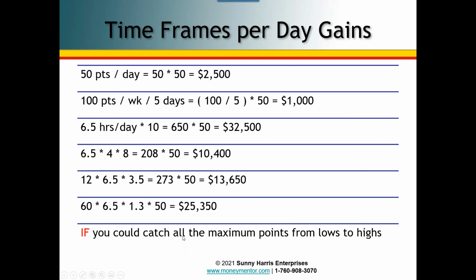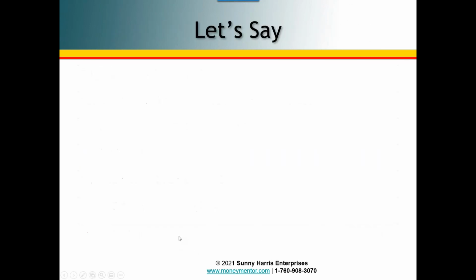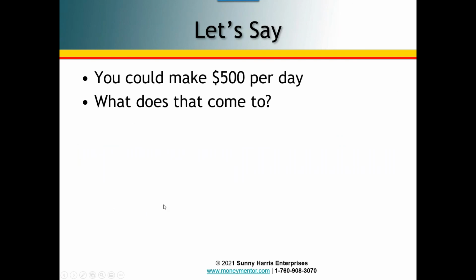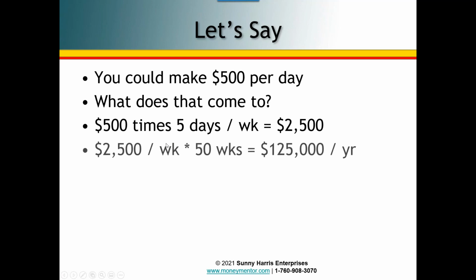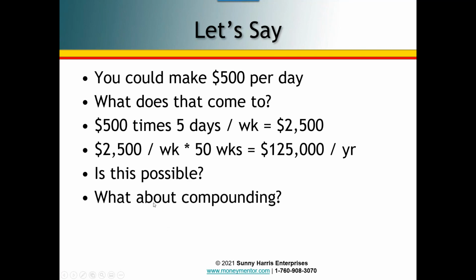If you could catch all the maximum points from lows to highs, you could make that kind of money. So let's say you could make $500 a day. And I'm going to tell you right now, that's hard to make with one contract of the E-mini. So 500 times 5 days per week is $2,500 times 50 weeks, give yourself 2 weeks of vacation, is $125,000 a year. Now, that's doable, but what if we consider compounding?